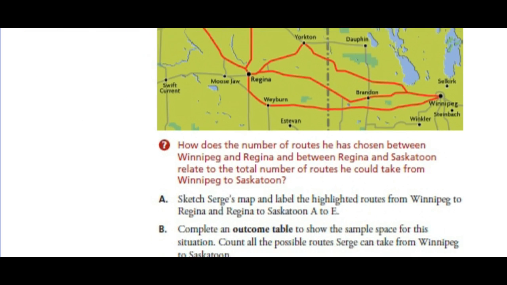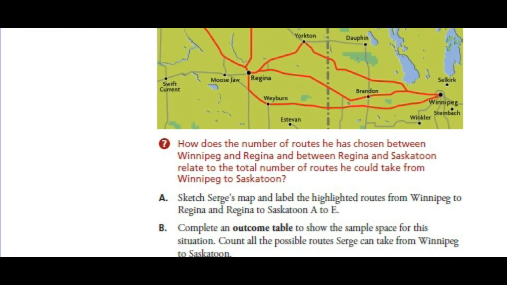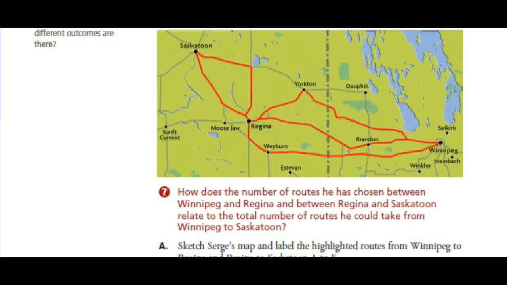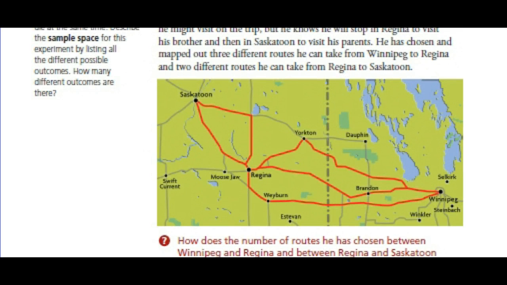and 2 different routes that he could take from Regina to Saskatoon, right? So you could head north and then west, or you can just head northwest. How does the number of routes he has chosen between Winnipeg and Regina, between Regina and Saskatoon, relate to the total number of routes that he could take? Right. So how many routes does he have to go from Winnipeg to Regina? 3. And how many routes does he have to go from Regina to Saskatoon?